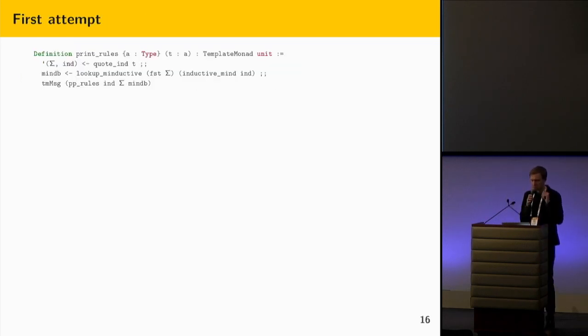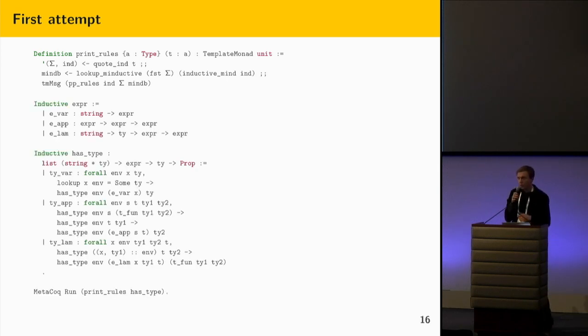So here's some code in the template monad that you can do. It quotes the reference of the inductive that you provide. And then it looks up, basically, the constructors of that data type, and calls this pretty print rules function at the last line. So, okay, that seems fair enough.